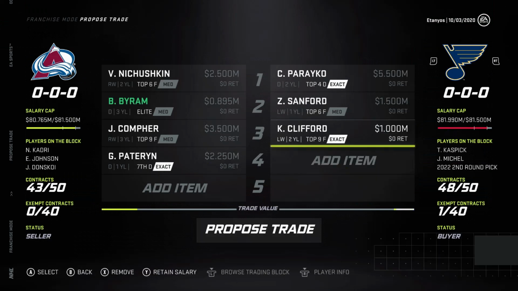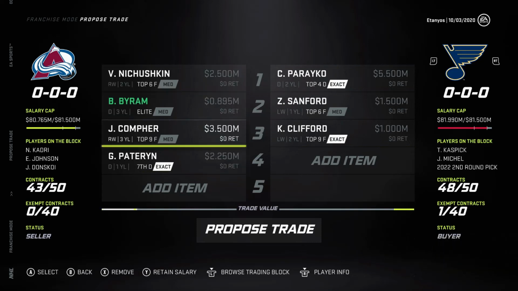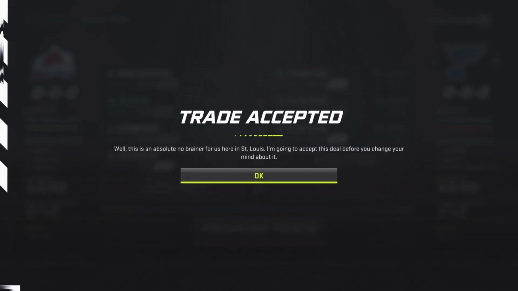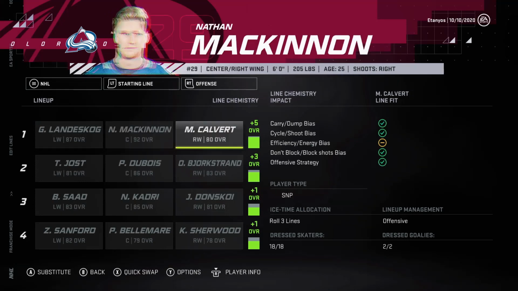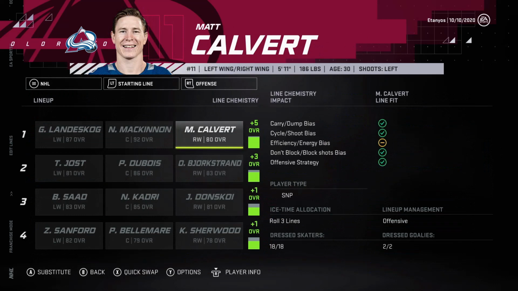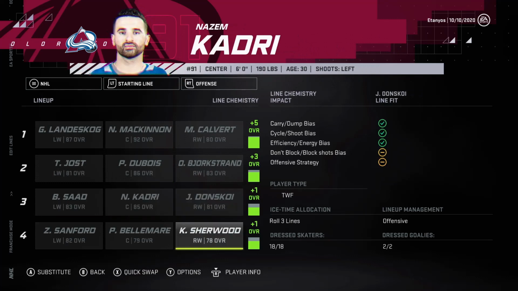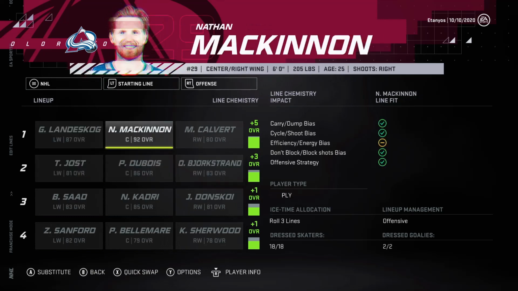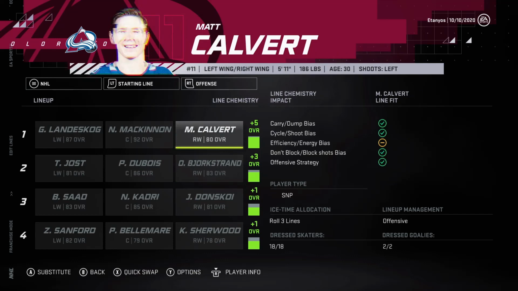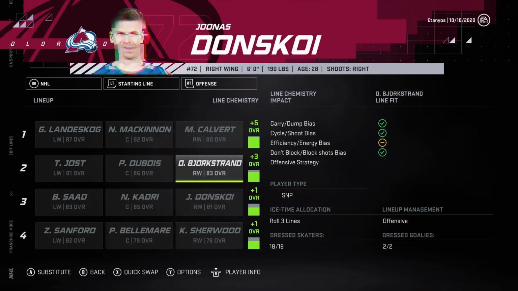All right, so we're making a big trade here, trying to get Colt Parayko, Zach Sanford, and Kyle Clifford in exchange for Nishushkin, Byram, Comfort, and Patterin, and that goes through. All right, guys, so as you can see now, Calvert is honestly a replica kind of fit as Rantanen. So just, when you see Matt Calvert, picture Mikko Rantanen there. But now with the trades we've made, the lineup looks so much stronger. It's a very deep team, and I am incredibly excited to see what they're able to do. Only issue that I have with this team is maybe not enough playmakers, but that I don't think is going to be a huge issue because we have enough power forwards.